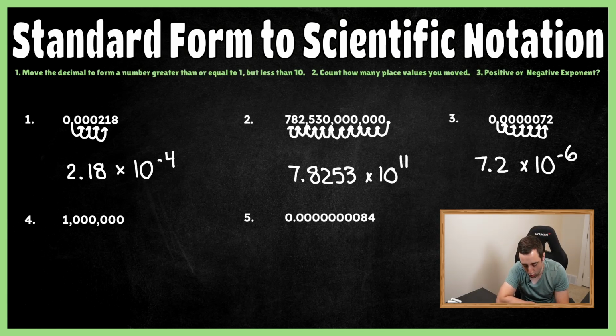Now let's jump down to number 4. Again, I don't see a decimal point, so it's going to be at the end of the number.